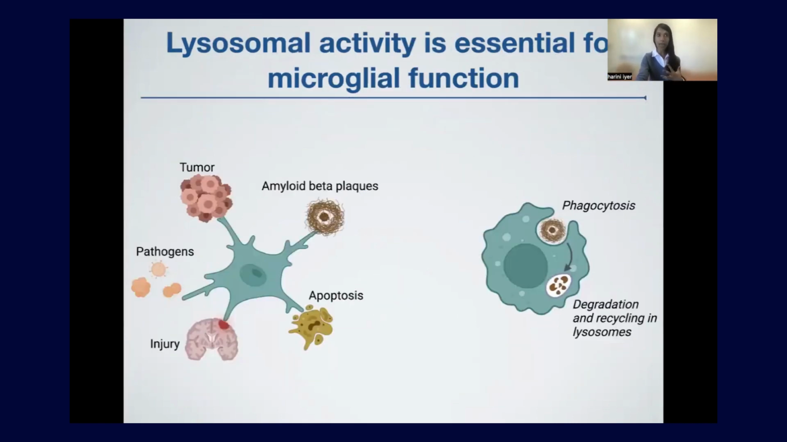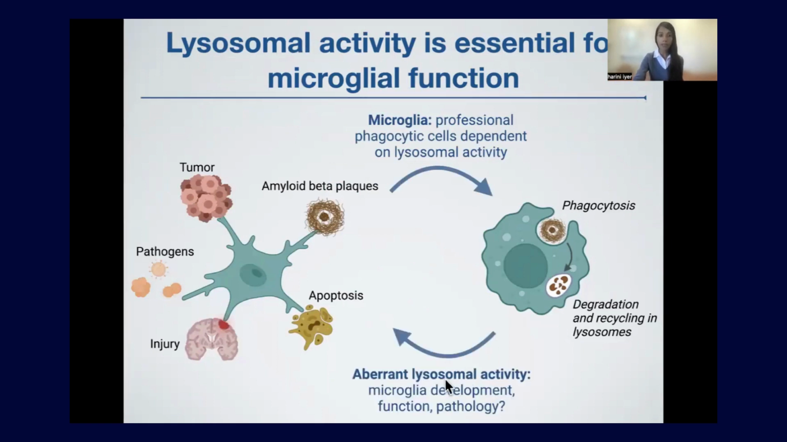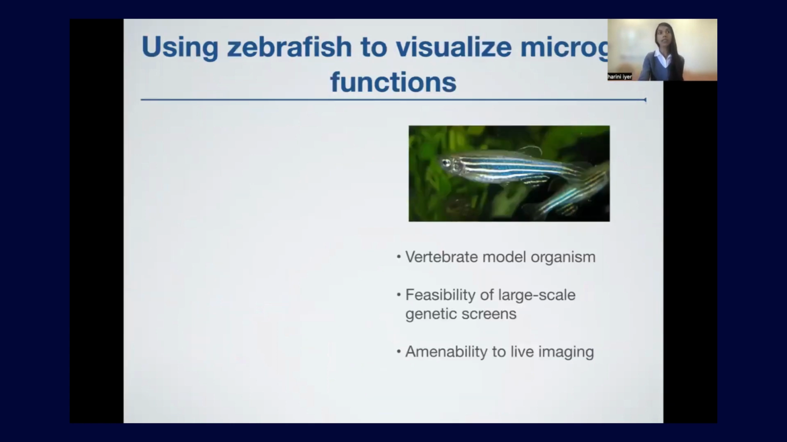If you take a step back and think about the various functions of microglia, essentially all of these functions have to culminate in lysosomes for degradation or recycling. However, we're just beginning to appreciate how aberrant lysosomal activity can in turn contribute to the development of microglia, their functions, and even some of these pathological states of microglia that we see in these neurodegenerative conditions. Members of my independent research laboratory will seek to decipher this intimate link that exists between microglia functions and lysosomal pathways using the vertebrate model organism zebrafish.